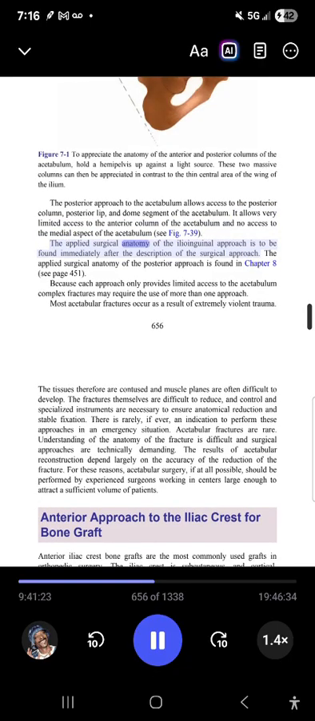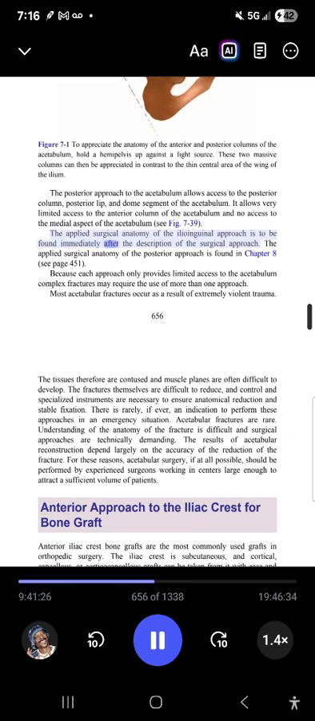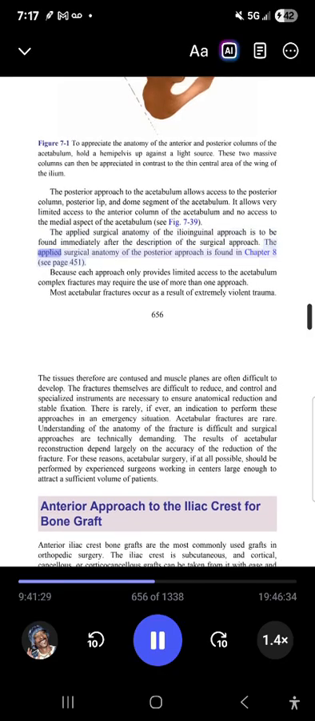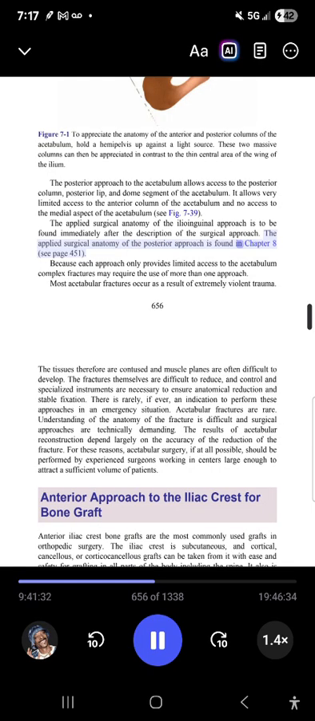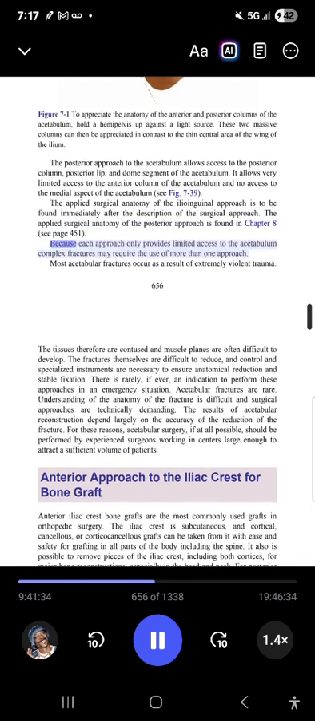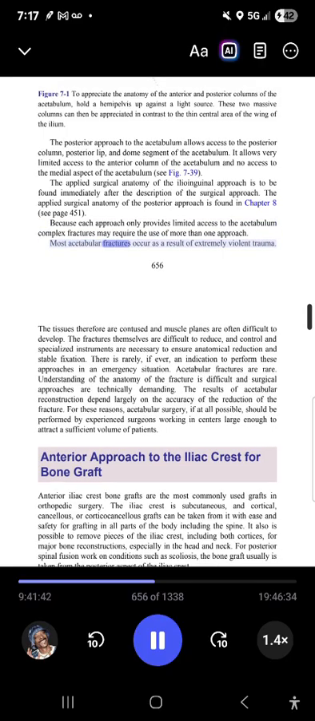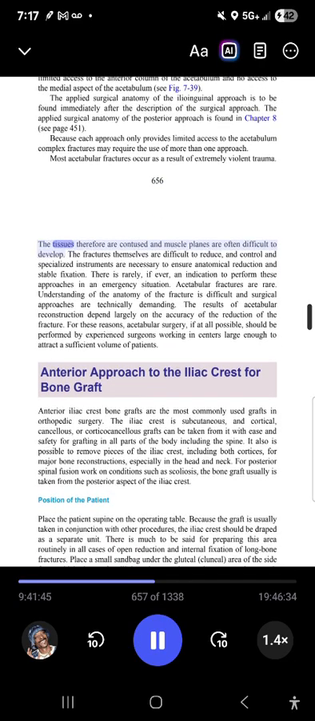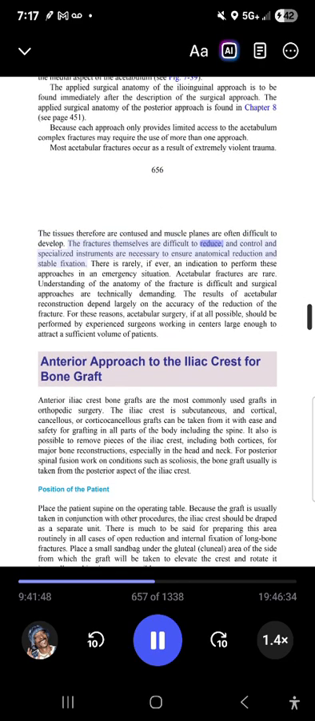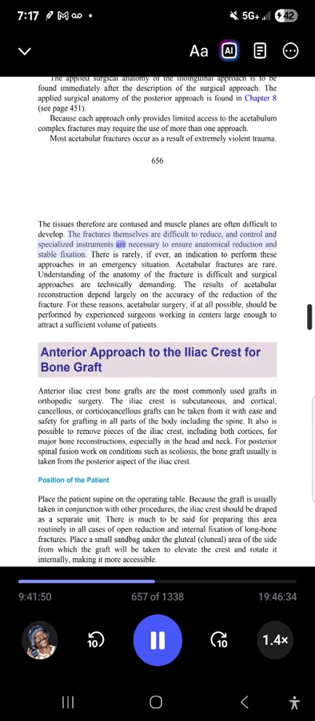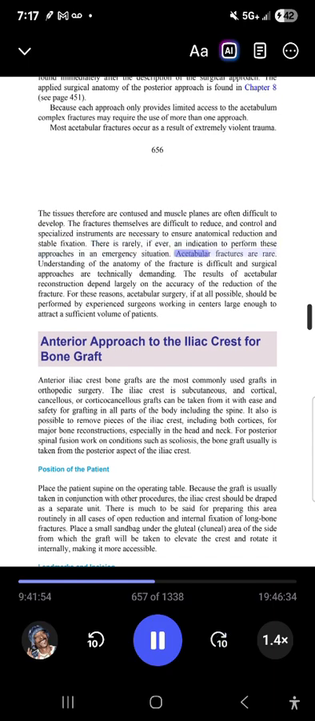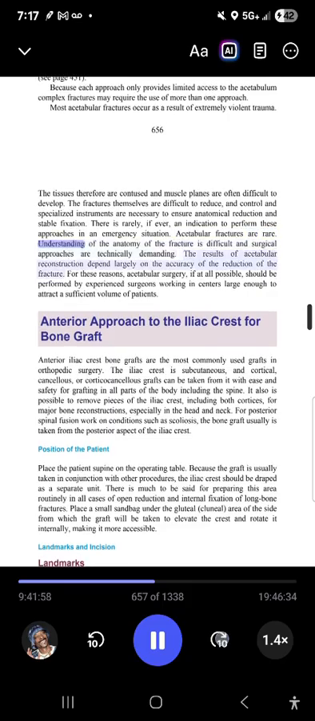The applied surgical anatomy of the ilioinguinal approach is to be found immediately after the description of the surgical approach. The applied surgical anatomy of the posterior approach is found in Chapter 8. See page 451. Because each approach only provides limited access to the acetabulum, complex fractures may require the use of more than one approach. Most acetabular fractures occur as a result of extremely violent trauma. The tissues therefore are contused and muscle planes are often difficult to develop. The fractures themselves are difficult to reduce, and control and specialized instruments are necessary to ensure anatomical reduction. Acetabular fractures are rare.